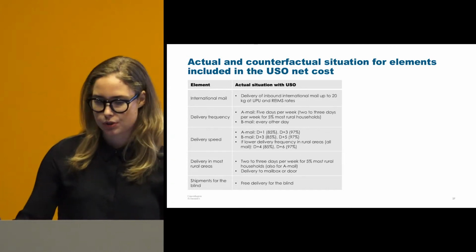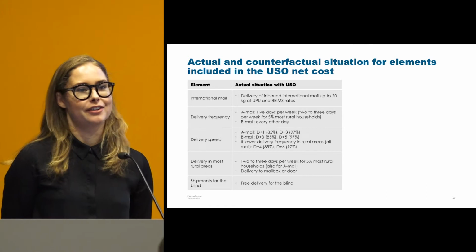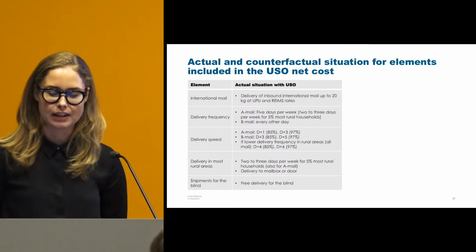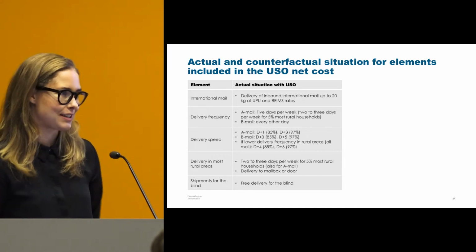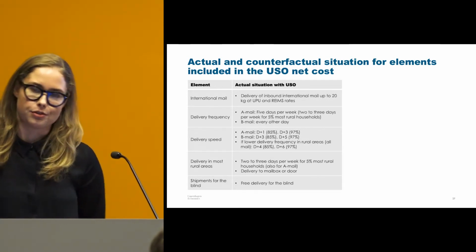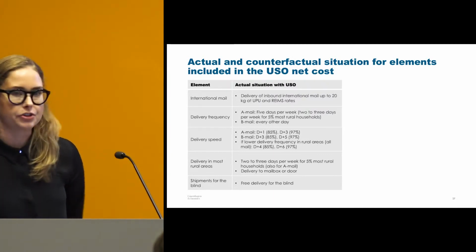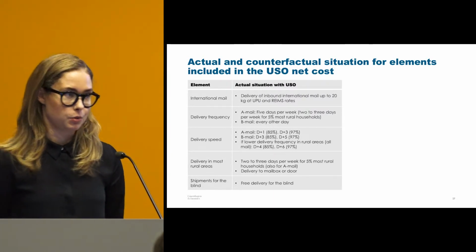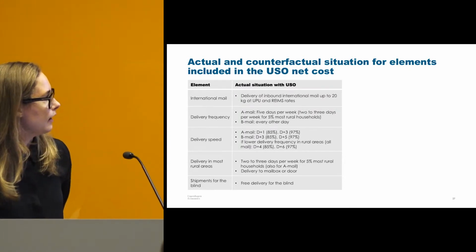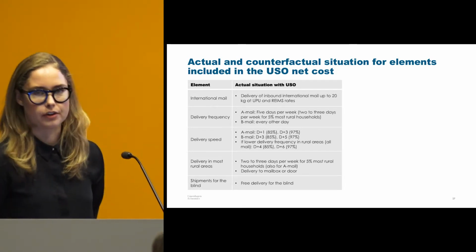So, the Post would do some things differently in the counterfactual scenario. And remember now that we're assuming that Iceland Post is a commercial player like any other market player. So they would, of course, not deliver inbound international mail at a rate at which they're losing money. They would instead do it at a commercially viable rate. They would deliver 2 to 3 days per week in the whole country. We call this XY delivery. The new standard delivery speed would be D+3, so B-mail would be the new standard product. In the rural areas, they would deliver 2 to 3 days per week, but they would deliver to the nearest post office and not home delivery. And the delivery for the blind would be at standard rates.